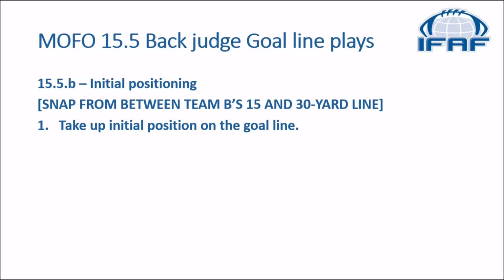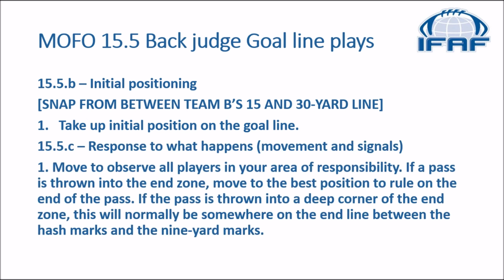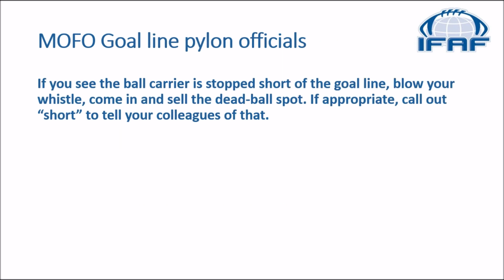For the back judge, we go to 15.5, initial positioning when the snap is between the 15 and the 30. Take up initial position on the goal line. And in terms of response to what happens, move to observe all players in your area of responsibility. If a pass is thrown into the end zone, move to the best position to rule on the end of the pass. If the pass is thrown into a deep corner of the end zone, this will normally be somewhere on the end line between the hash marks and the 9-yard marks.